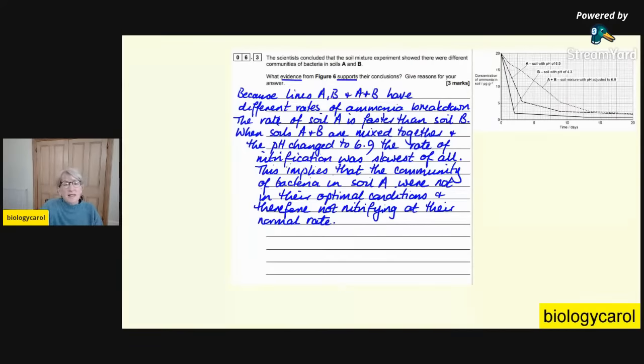So I just said this implies the rate of nitrification was slowest of all. This implies that the community of bacteria in soil A were not at their optimal conditions and therefore not nitrifying at their normal rate.